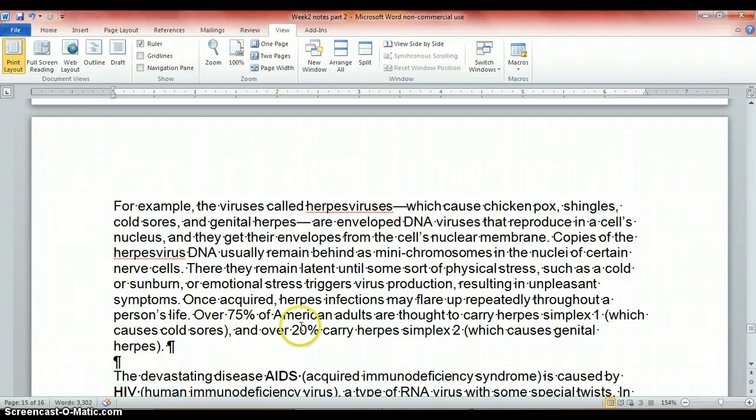Over 75% of American adults are thought to carry herpes simplex 1, this is the cold sore one, and over 20% carry simplex 2, which is the genital one. This is not as accurate as the book says, because if you have a cold sore and are able to spread herpes 1 at that time, and you give oral sex, the person receiving can get herpes 1 as genital herpes, because it will be in their genital region, but it will still be simplex 1.